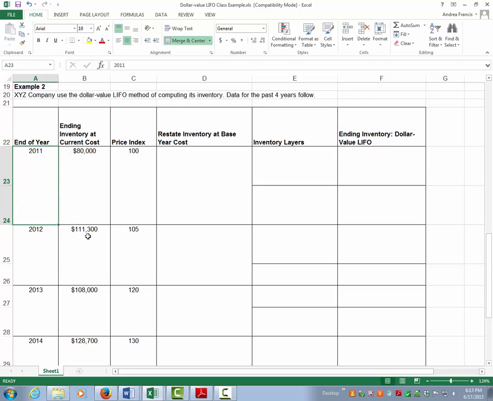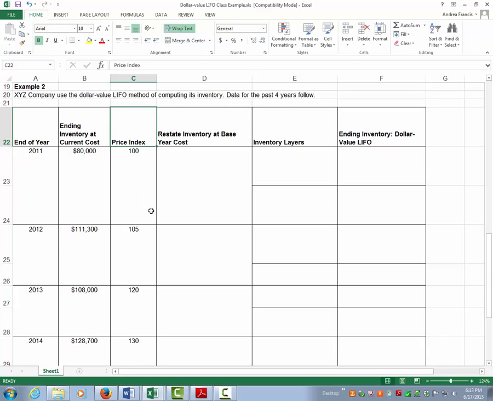So the beginning year is 2011, and the final year for which calculations are needed is 2014. Let's think about what we have been given here. We have an ending inventory number at current cost. Current cost means the cost of inventory in that year given any increases in prices over the course of the year. So there's 80,000 for 2011, 111,300 for 2012, and so on.